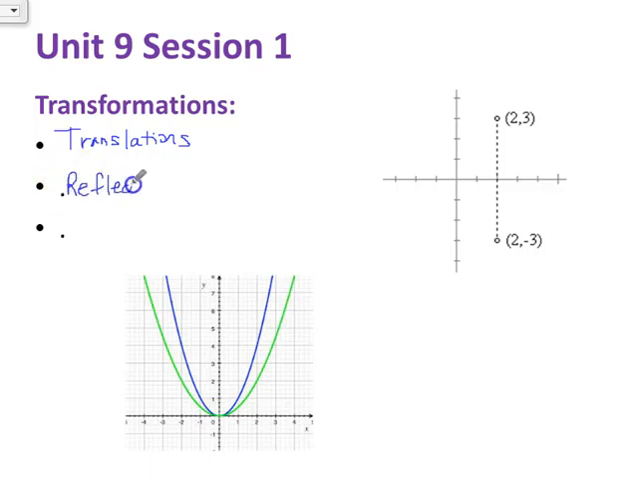A reflection is when you take an object and reflect it over the X or Y axis, or the X equals Y diagonal line. The idea of reflecting is that the point will be the same distance away from whatever axis you reflected over. Here we're reflecting a point over the X axis, and that point will be the same distance away from the X axis on either side.